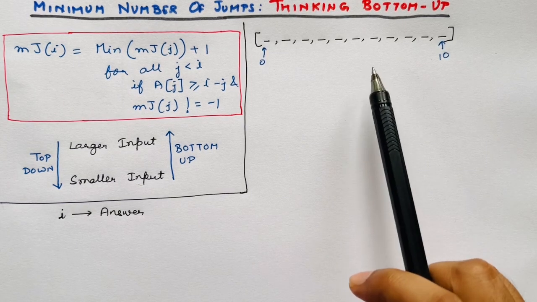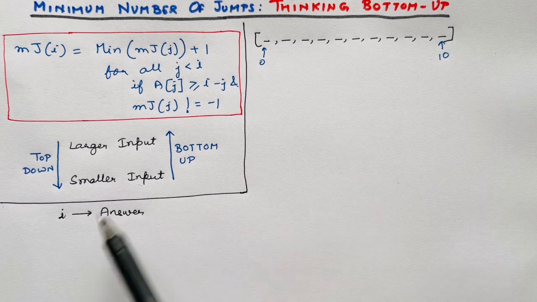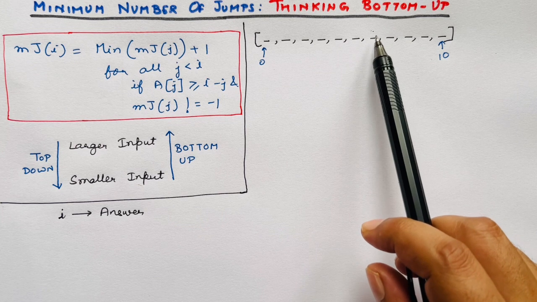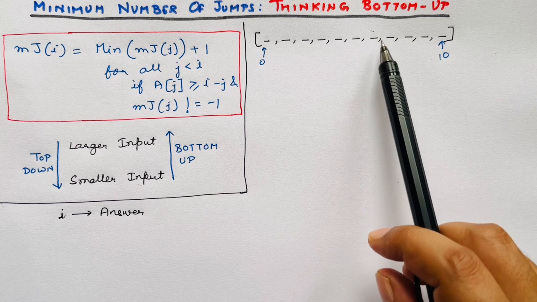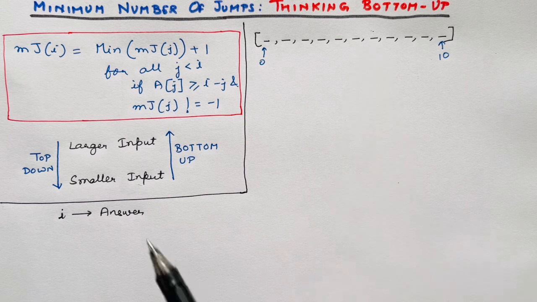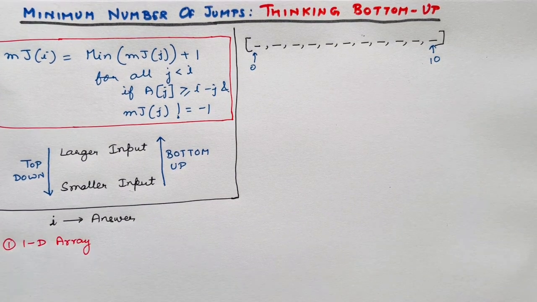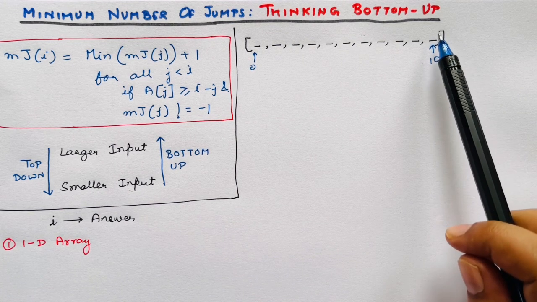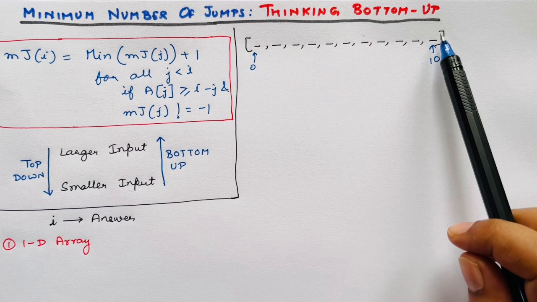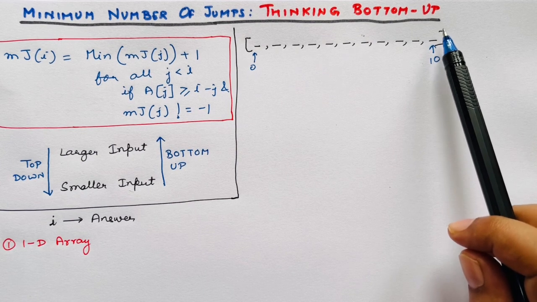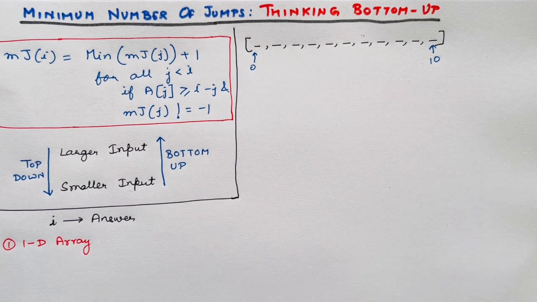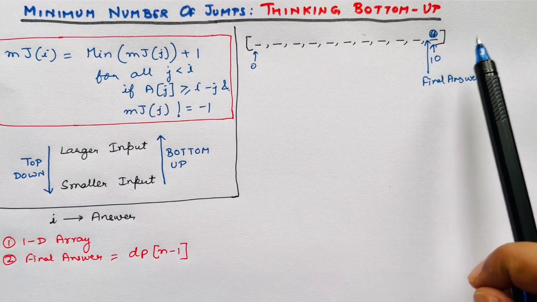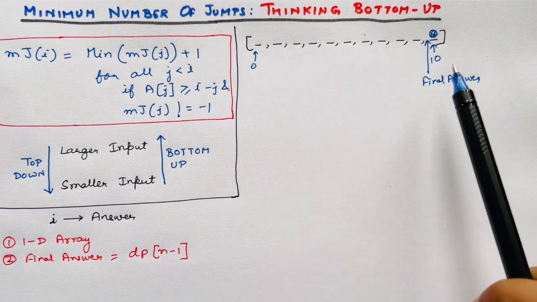So this one-dimensional array can store answers for every index. Every value at any position will denote what is the minimum number of jumps required to reach this index in our given array. So what will be our final answer? Our final answer will be the value at this position, because this will denote the minimum number of jumps required to reach the last index of the given array. Okay, so now we know that this will be our final answer. That means if we can fill this array, our job is done.